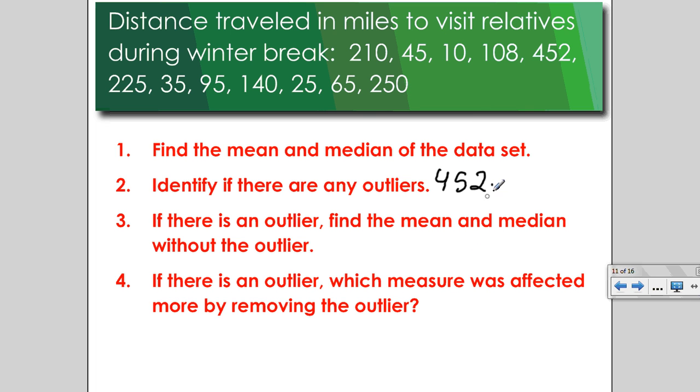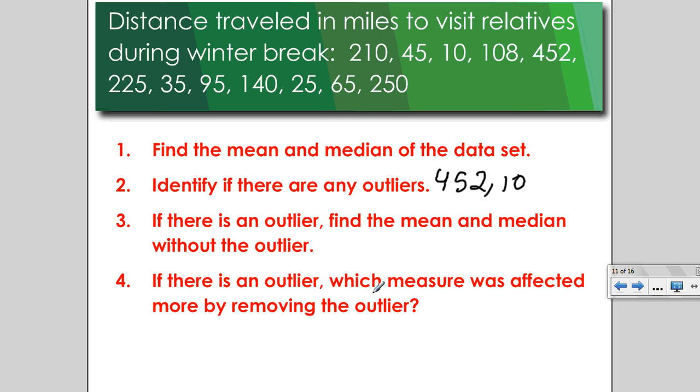We could maybe justify that 10 is also an outlier as well. So those are 2 good examples of an outlier. If there's an outlier, find the mean and median without the outlier. So I'll let you do that. I'll let you use those 2 values.